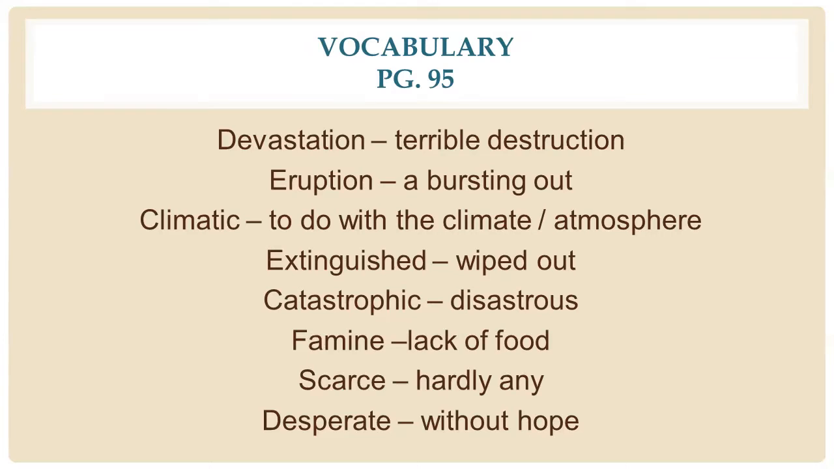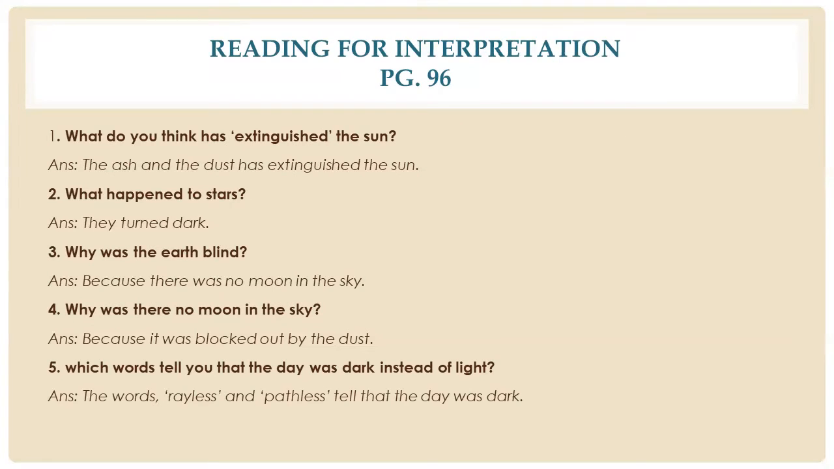At page number 96, reading for interpretation, that is Devastation 1815, the poem. Question number 1 is, what do you think has extinguished the sun? Answer. The ash and the dust has extinguished the sun. Question number 2. What happened to stars? Answer is, they turned dark.